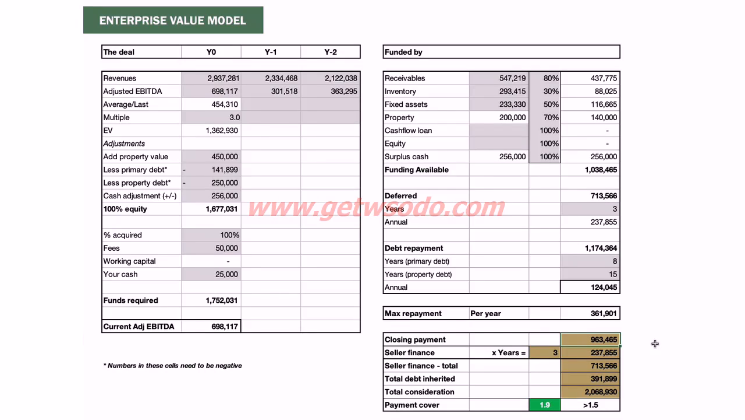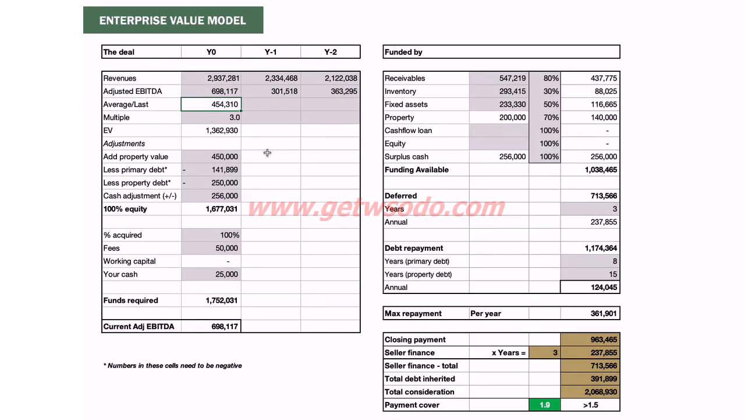So let's go through it. All I've done is populated the revenues and the adjusted EBITDA, including the add backs that we reviewed in lesson number 2. So Y0 was just over $2.9 million in revenues. Y-1, 2.3 million, and Y-2, 2.1 million. Now we add the adjusted EBITDA numbers based on the negotiated add backs. If you remember, we agreed to some, but not all of them. So the profit numbers for Y0 are 698,000, Y-1, 301,500, and Y-2, 363,000. So then the model calculates the average.